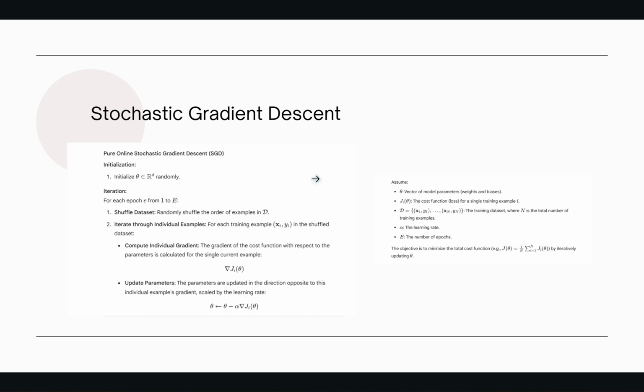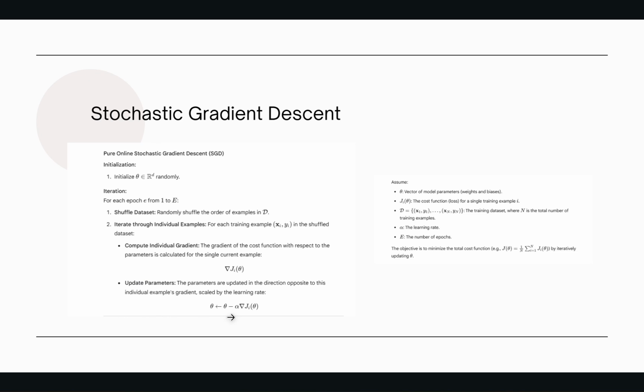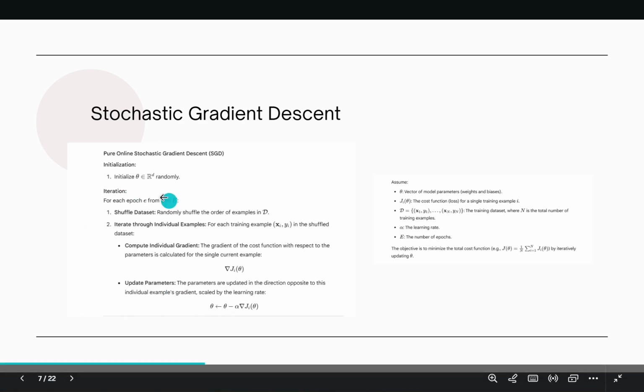After that, we're going to iterate through individual examples in the shuffled dataset and calculate the gradients of each of these examples. Then we're going to update the parameters to reduce the loss and continue repeating this for every single training example in the dataset, and that's a single epoch. And after that, we're going to repeat this for multiple epochs.